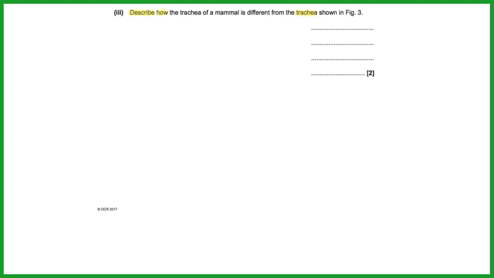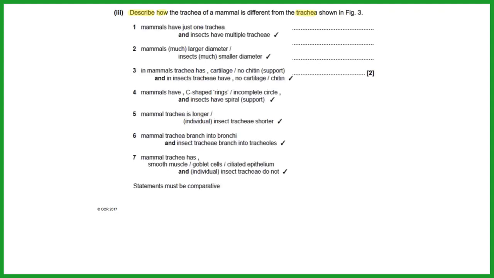So all they're looking for here is comparative statements, such as mammals have just got one, whereas insects have lots of trachea because they have lots of spiracles down their body, so they have lots and lots of trachea. Mammals have a much larger diameter, insects have a much smaller diameter, so that's a comparative statement. Mammals have cartilage, whereas insects have chitin, or they don't have cartilage.